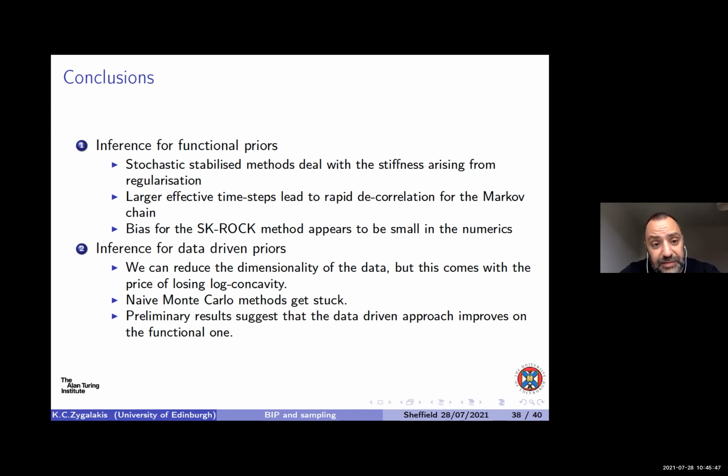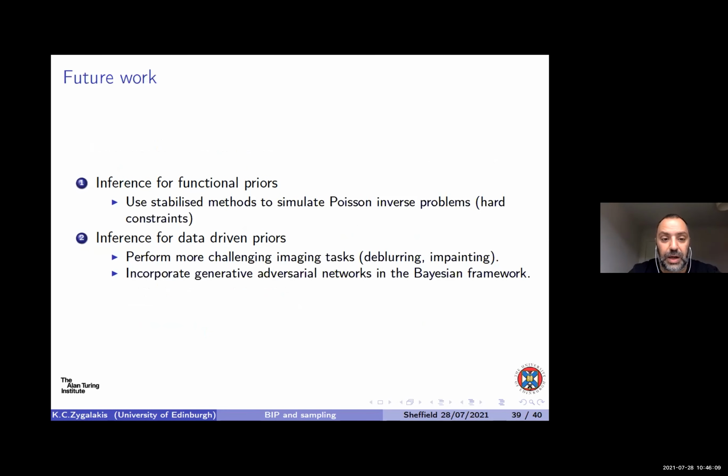In terms of data-driven priors, we can reduce the dimensionality of the data. This comes with the price of losing log-concavity. And then you would need to use Monte Carlo methods that are not naive, because naive Monte Carlo methods might get stuck. And as I said, results suggest that the data-driven approach improves on the functional one.